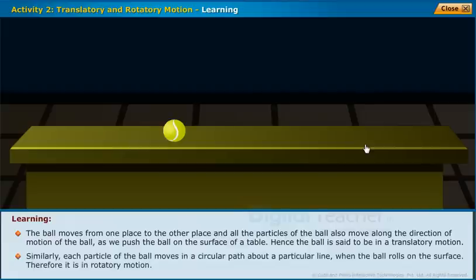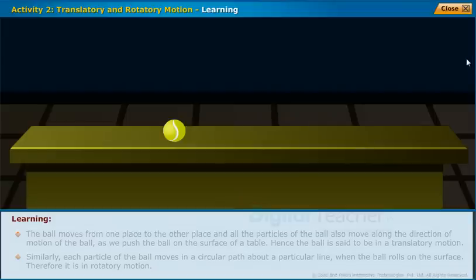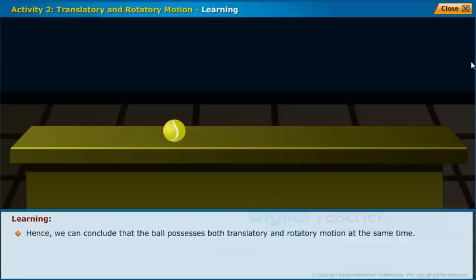Similarly, each particle of the ball moves in a circular path about a particular line when the ball rolls on the surface. Therefore, it is in rotatory motion. Hence, we can conclude that the ball possesses both translatory and rotatory motion at the same time.